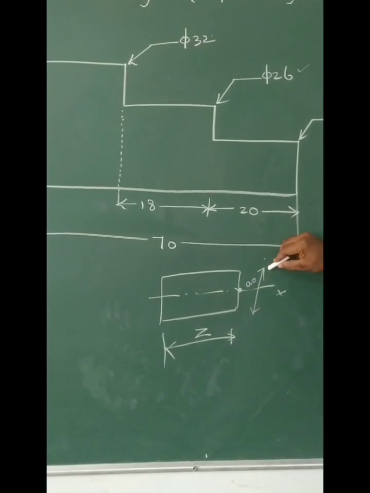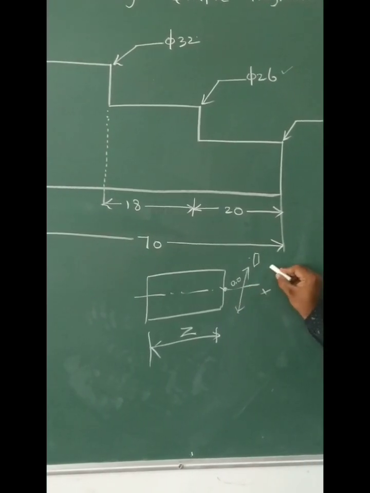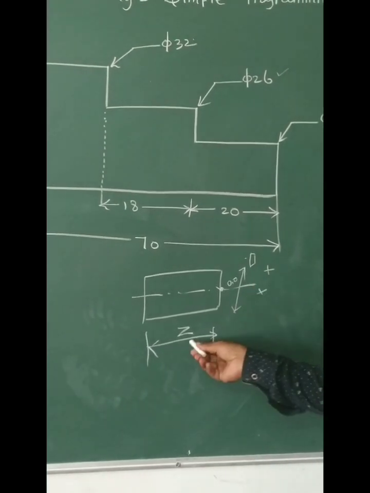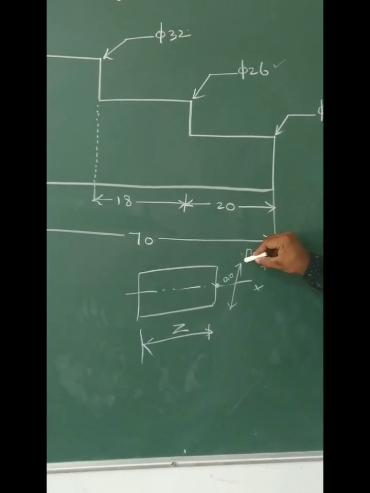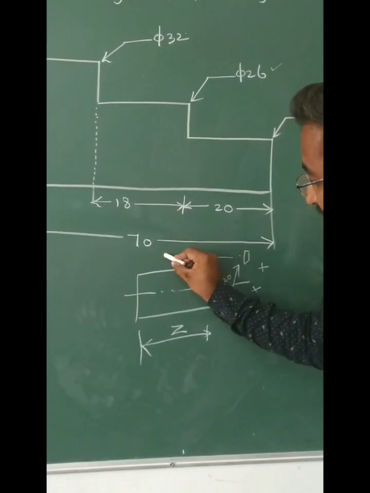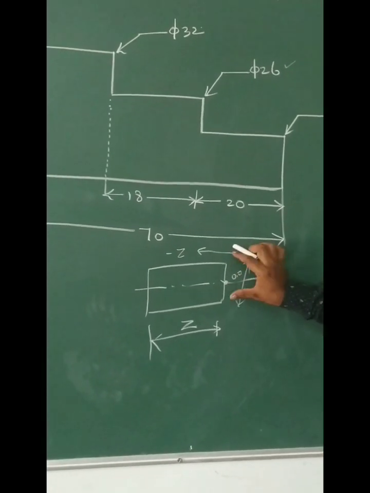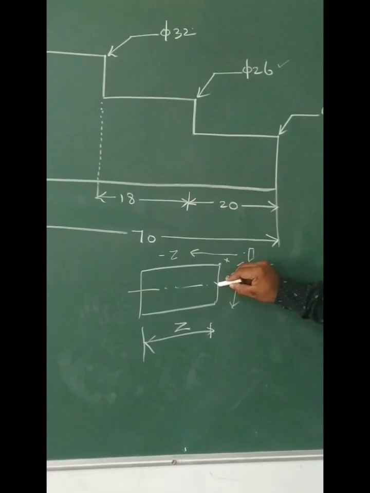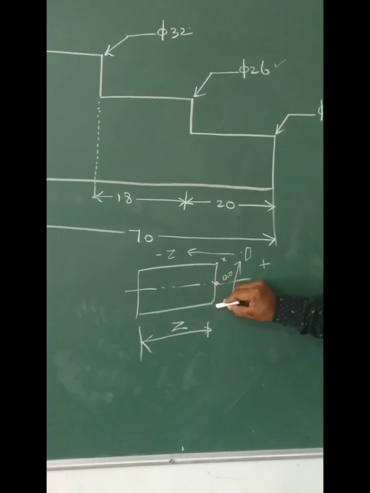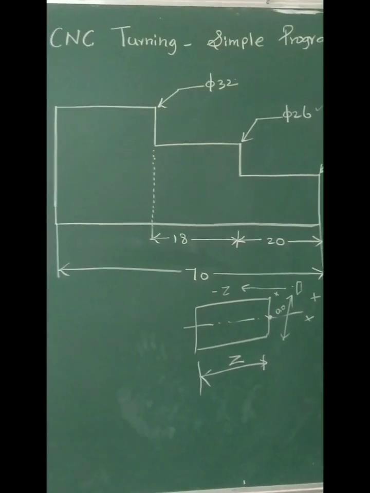If the cutting tool is in this position, the X value is positive and the Z value is positive. If the cutting tool moves from this position to this position, the Z value will be negative. Like this, if this is 0, this is the X positive value, and from this point to this point, X will be a negative value. So this is the basic concept behind the part program.